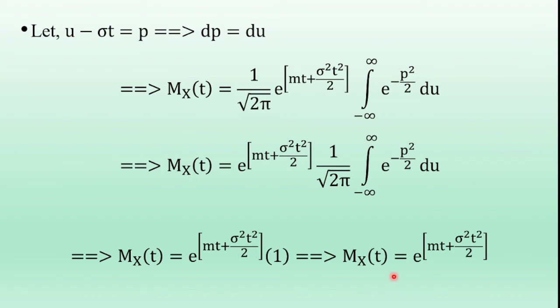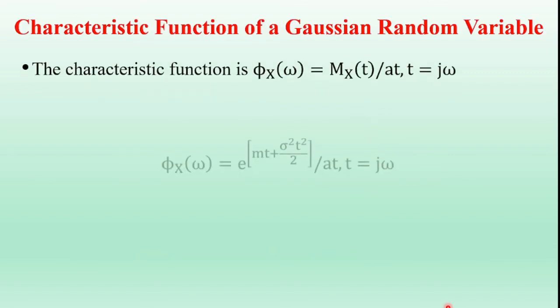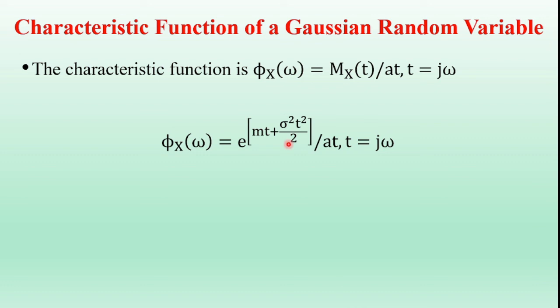Next, derive the characteristic function of a Gaussian random variable. In this moment generating function expression, substituting small t is equal to j omega, we get the characteristic function of the Gaussian random variable X. Substituting t is equal to j omega, we get the characteristic function phi_X(omega) is equal to e power m into j omega plus sigma into (j omega) whole square. So j square value is minus 1. So it is e power j m omega minus sigma square omega square by 2. So this is the expression of the characteristic function of a Gaussian random variable.